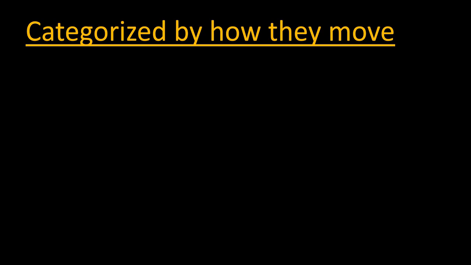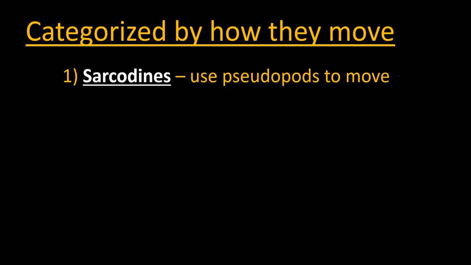Okay, primarily, protozoa are characterized by how they move. They do not have nice simple names, but you're just going to have to learn what goes with what. The first category are called the sarcodines, and they use what are called pseudopods in order to move. We're going to explain all of this when we get there. So just realize sarcodines, pseudopods. The P is silent. Okay? So it is pseudopods.